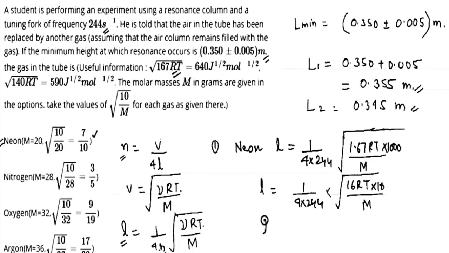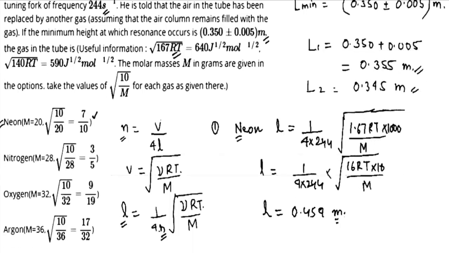So if we find the minimum length required by the neon for the resonance with this tuning fork, it will come out to be simply equal to 0.459 meters. Right? So if neon is filled up to this 0.459 meters of length in an air column, then only it can show the resonance. But you see that the minimum length required for the resonance with this tuning fork is between 0.345 and 0.355. So neon will definitely not produce resonance with this tuning fork.